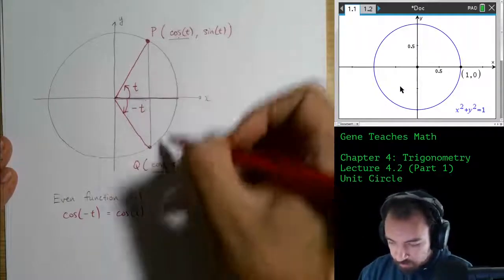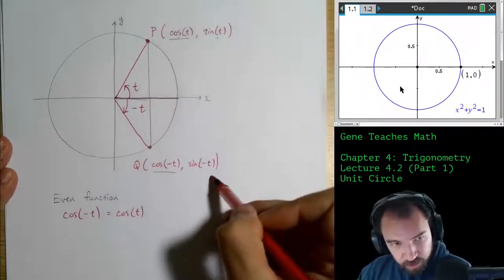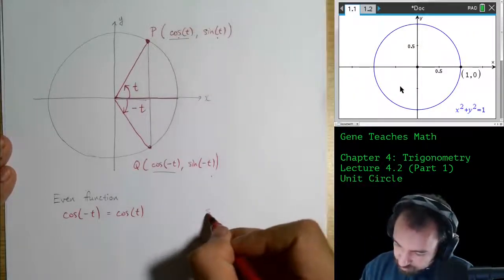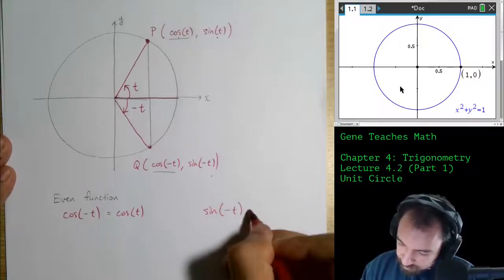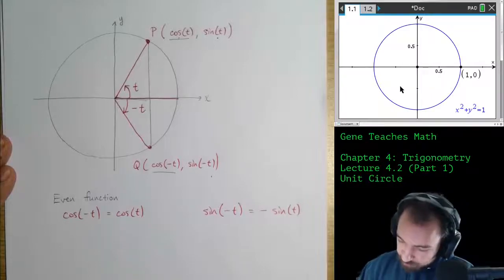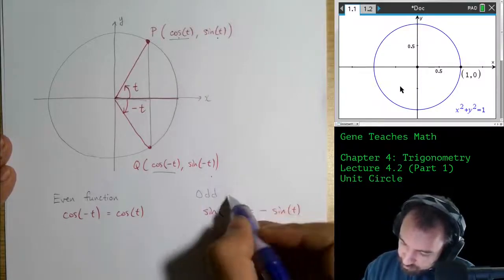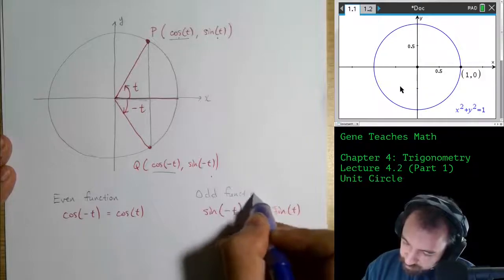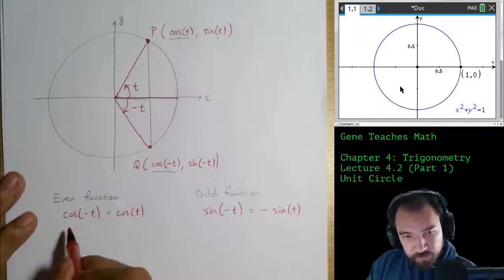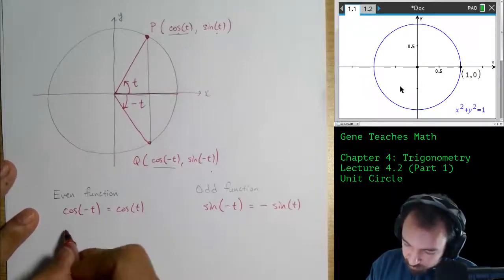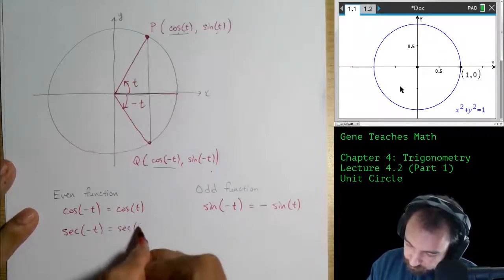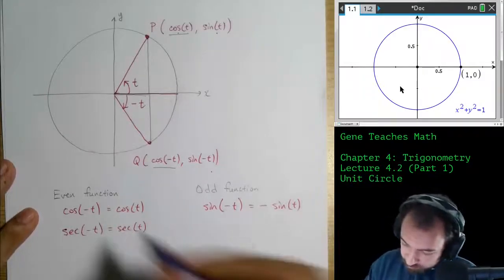Then if I look at the y-coordinates right here, we notice that these are exactly opposites of each other, which means we can write sine of negative T is the exact negative version of sine of regular T. And this behavior tells us that sine is an odd function. And it turns out that because secant is the reciprocal of cosine, the reciprocal of an even function is also an even function. You can prove this quite easily. That these are both even functions.